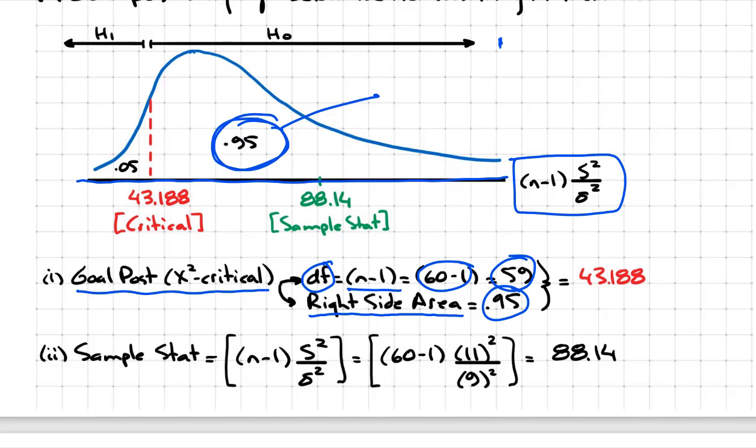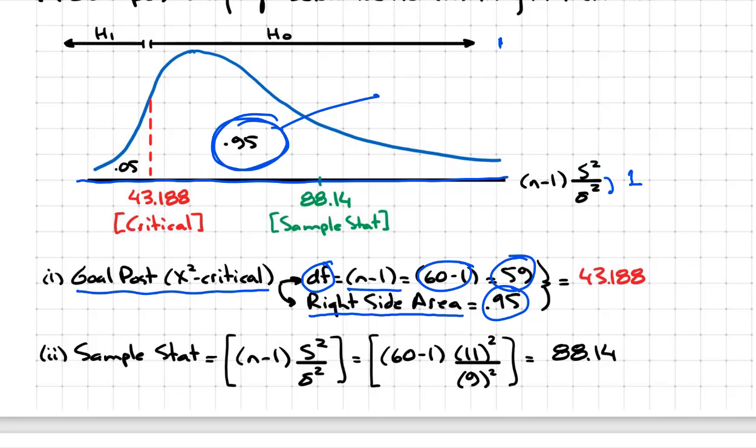So therefore, what's the expected value of this distribution? Well, what do we expect? What is our default expectation? Our default expectation is that the sample variance will equal the hypothesized variance, unless proven otherwise. So if these two are equal, this ratio will equal 1. Therefore, the expected value of this distribution would just be equal to n minus 1.